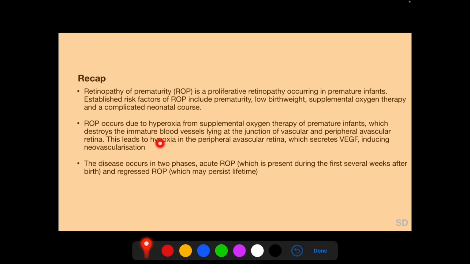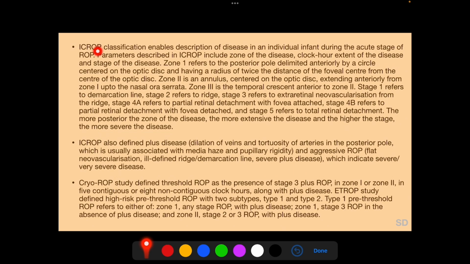This leads to hypoxia in the peripheral avascular retina, which secretes VEGF, inducing neovascularization. The disease occurs in two phases, the first phase being acute ROP, which is present during the first several weeks following birth, and the second phase is regressed ROP, which may persist lifetime. The ICROP classification enables description of the disease in an individual infant during the acute stage of ROP.